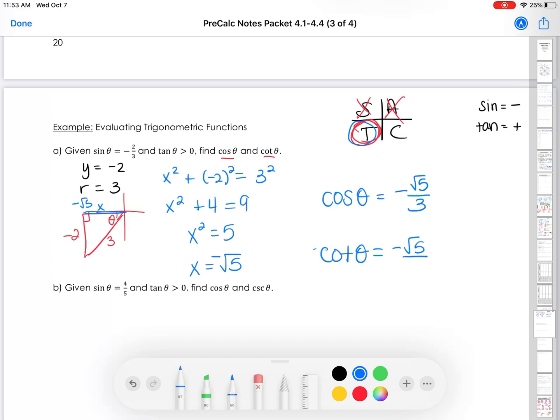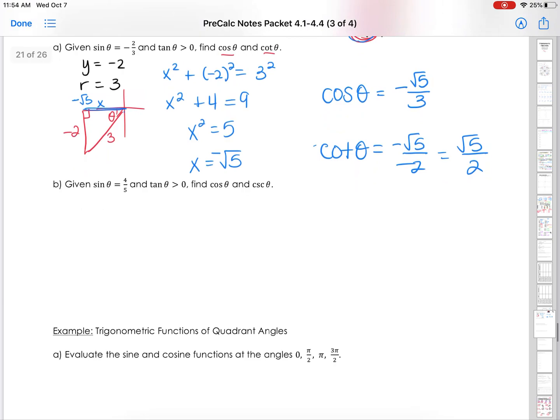So cotangent is -√5 over -2, or just +√5 over +2. And it should make sense that cotangent is positive because tangent is positive. And when I flip a positive number, I still get a positive number.